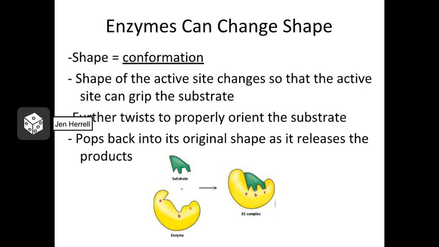Enzymes are a type of protein, and something we learned back in chapter 5 is that proteins have very specific three-dimensional shapes, or conformations. Now, one of the neat things that enzymes can do is change their conformation, change their shape, and that allows them to catalyze the reaction. For instance, as this enzyme is taking in this substrate, it might change the shape of its active site just a little bit so that it can get a better grip on that substrate.